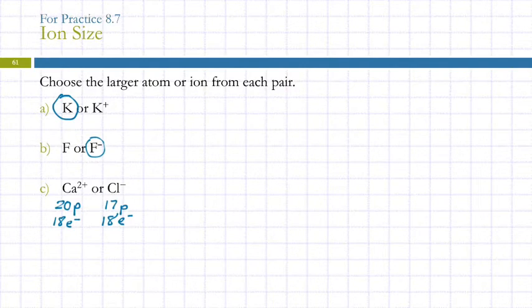I sometimes think of the nucleus as being mom and the electrons are the children. If mom is stronger, she can pull those kids in more than if mom's weak and then they're just kind of all over the place. So the larger will be which one? Chloride. So easy to get it backwards. Okay. Questions?